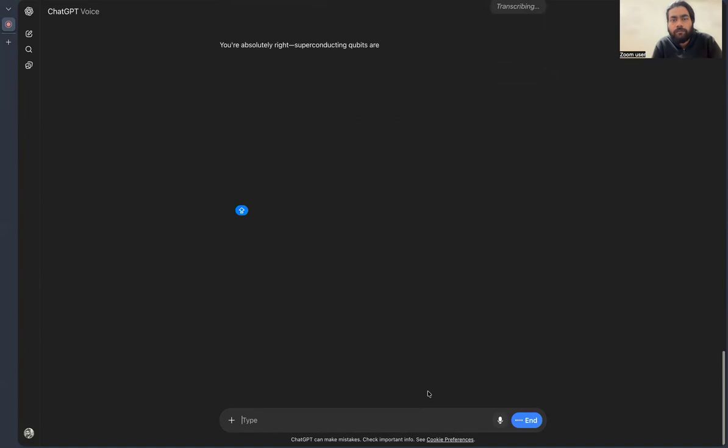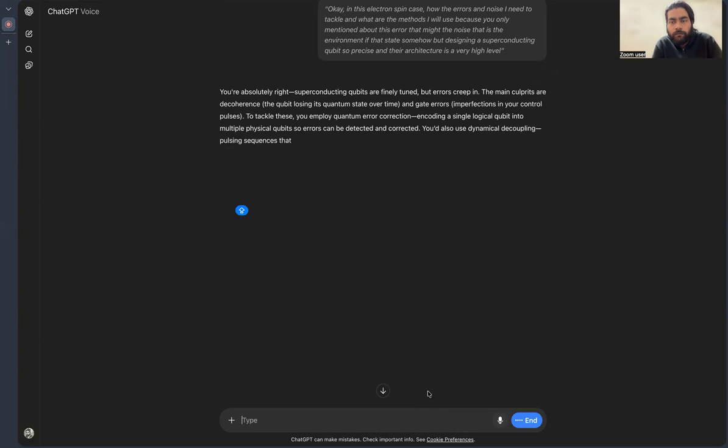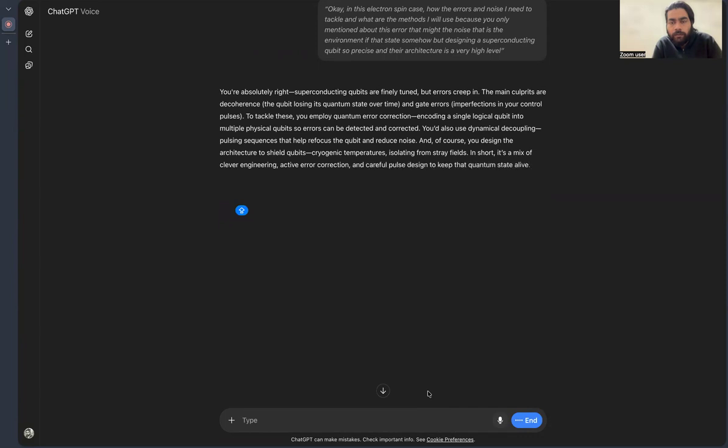You're absolutely right. Superconducting qubits are finely tuned, but errors creep in. The main culprits are decoherence, the qubit losing its quantum state over time, and gate errors, imperfections in your control pulses. To tackle these, you employ quantum error correction, encoding a single logical qubit into multiple physical qubits so errors can be detected and corrected. You'd also use dynamical decoupling, pulsing sequences that help refocus the qubit and reduce noise. And of course, you design the architecture to shield qubits, with cryogenic temperatures, isolating from stray fields. In short, it's a mix of clever engineering, active error correction, and careful pulse design to keep that quantum state alive.